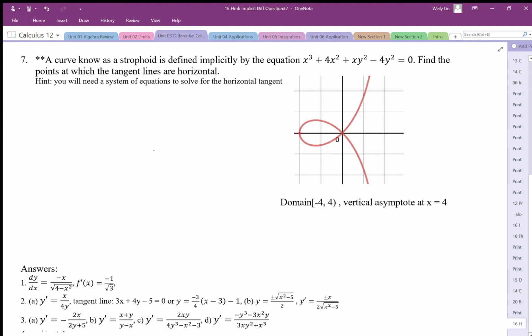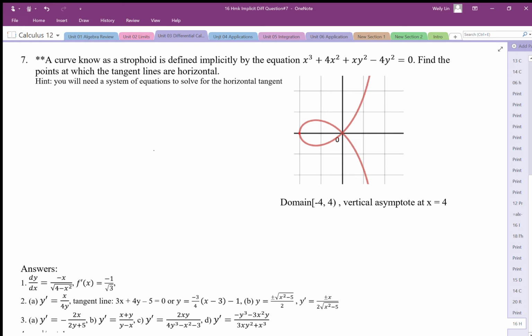This problem is the homework problem from implicit differentiation, and it is particularly challenging because, first of all, there's quite a bit of algebra involved in the differentiation. Also, when we try to solve for the tangent lines, we're going to have to recognize that we have a system of equations and figure out a way to set up a system for this.